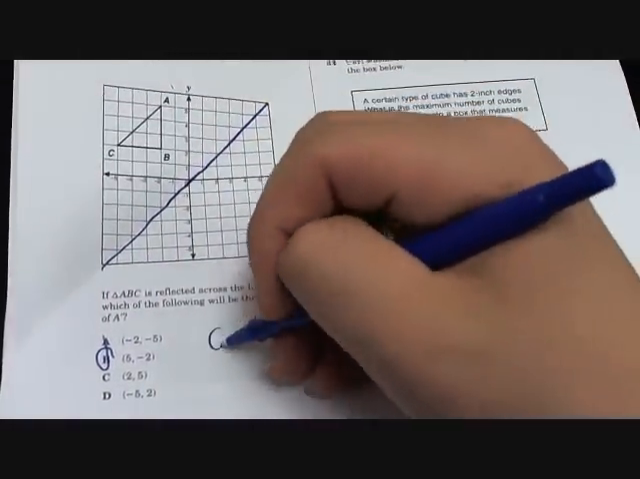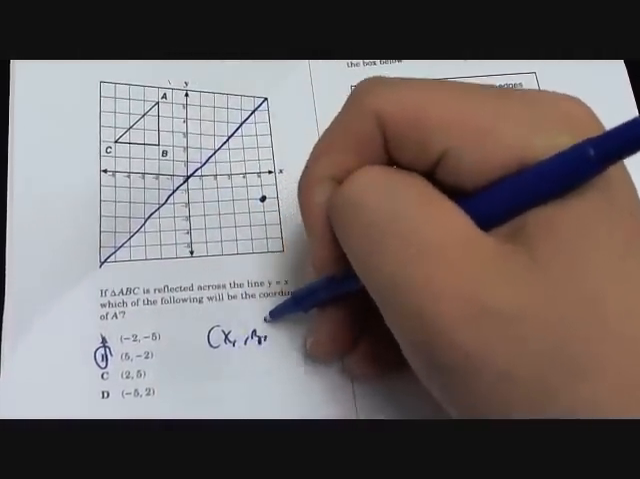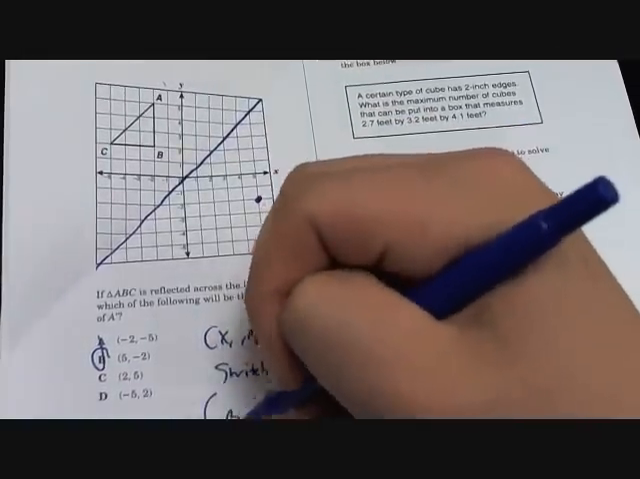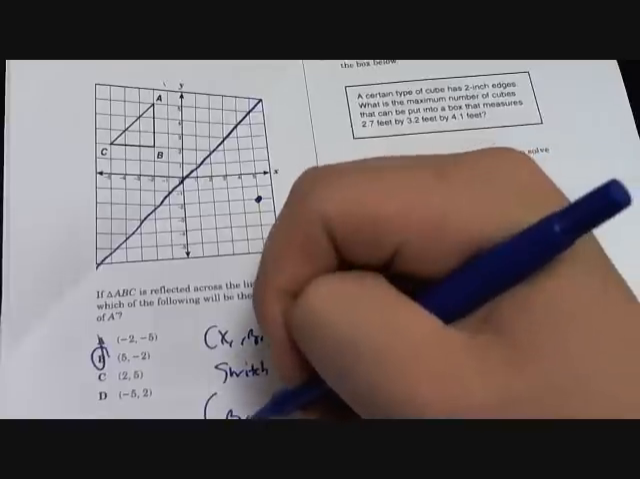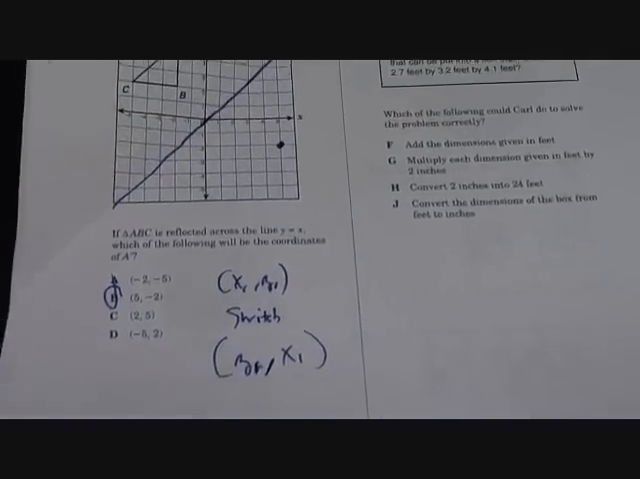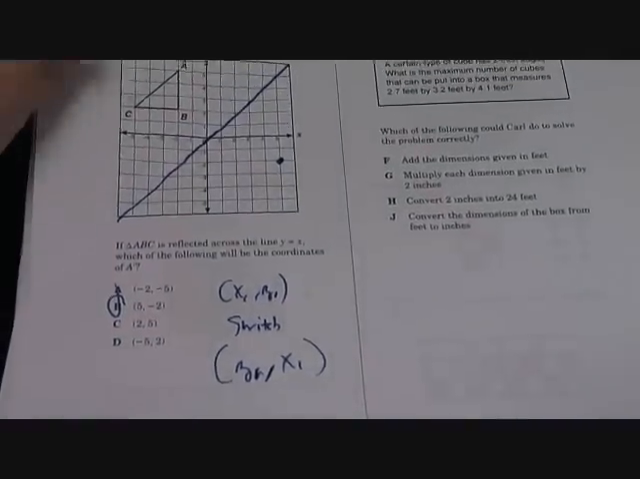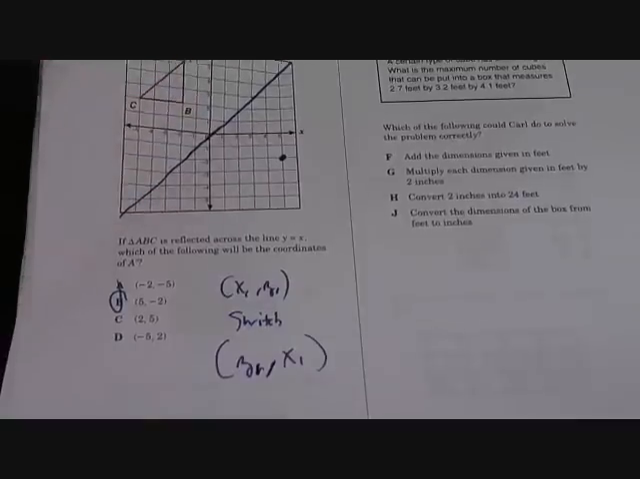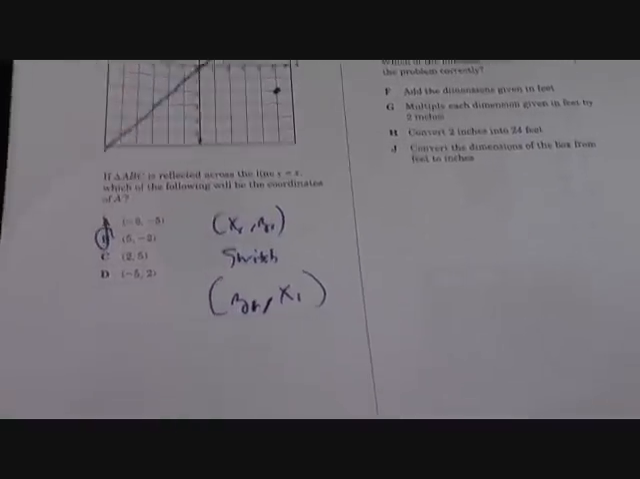5 and -2. So we're reflecting across y equals x. You switch them. So it's x1, y1. You switch. So your y becomes your x, and your x becomes your y. So again, when you're solving for this, a reflection across y equals x, you switch your x and your y coordinates.